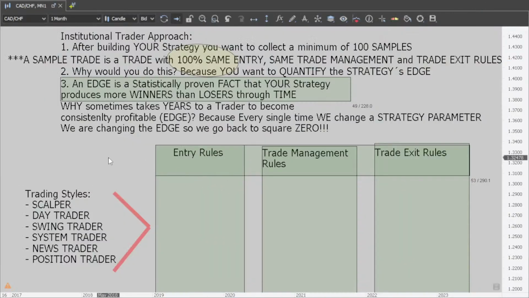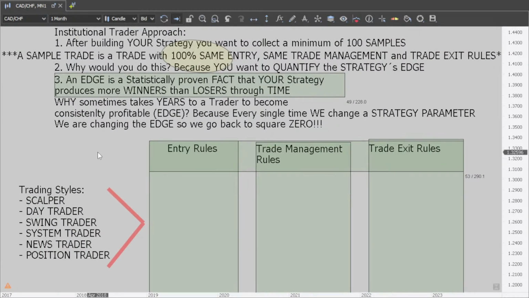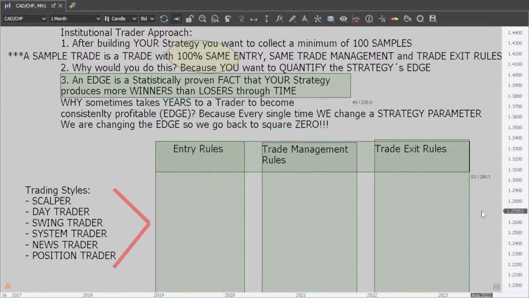Make sense, everybody? If you can prove that you have an edge, what do you think, are institutions and investors going to give you money or not? What's the answer?